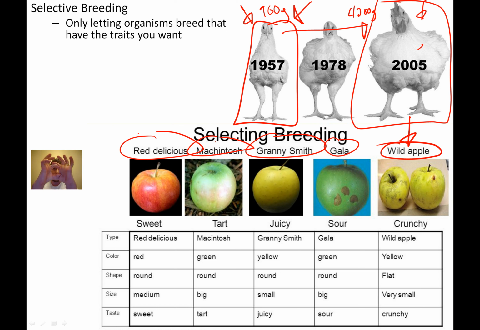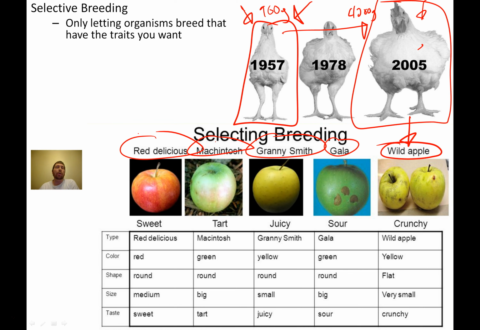Average wild apples the size of a golf ball. Now you've got them the size of a softball. How did we make that happen? Same way we made the bigger chickens. We only let certain apple trees cross with each other, and the only ones we let cross with each other are the ones that had the traits that we wanted.